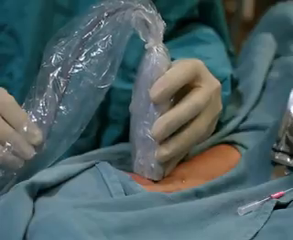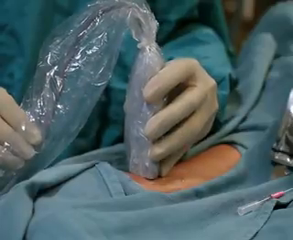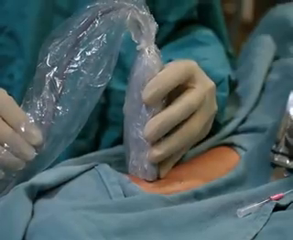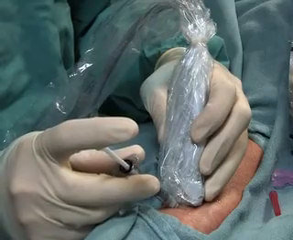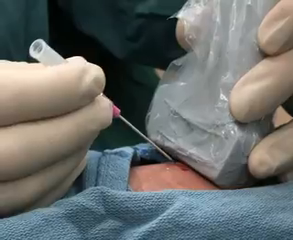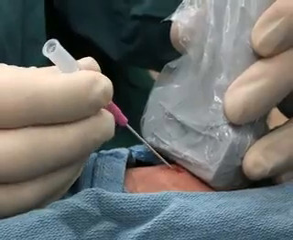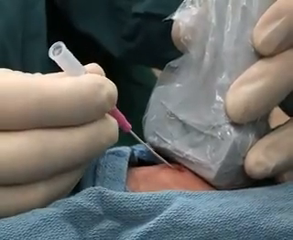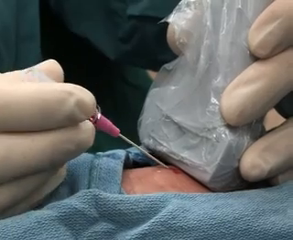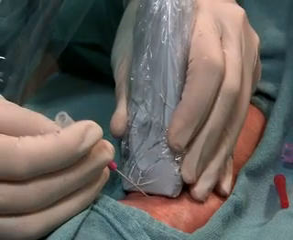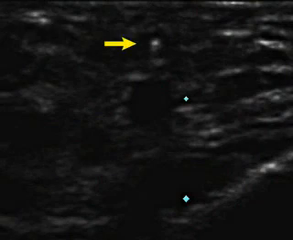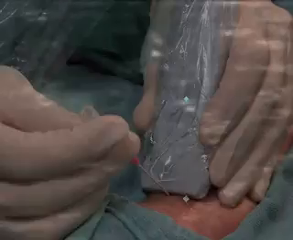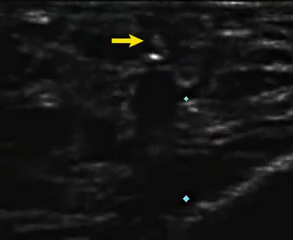After locating an appropriate site for catheterization, slide the probe so that the artery is centered on the screen. After anesthetizing the skin, insert the angiocatheter-covered needle at the middle of the probe at a 45 to 60 degree angle. Slide or tilt the probe towards the needle tip until you can visualize the tip on the monitor. Make small bouncing movements with the needle to locate the tip.